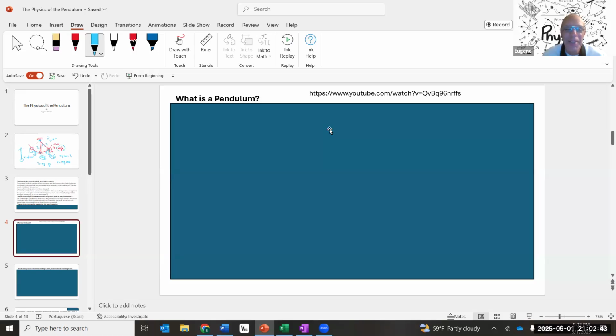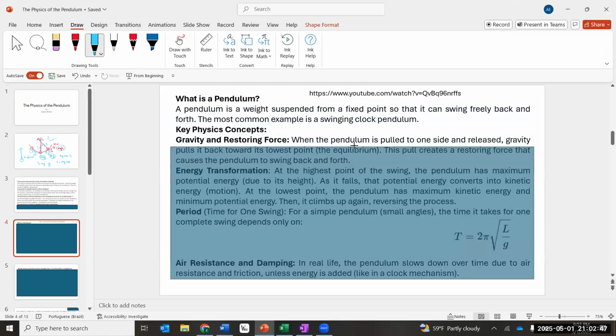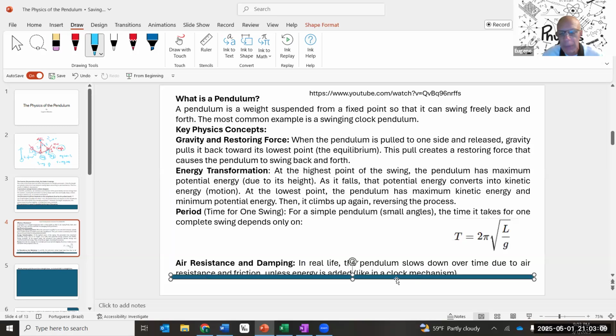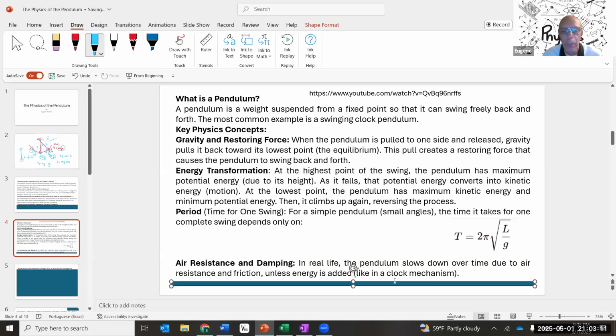It's okay. So let's see what they say. It is a weight suspended from a fixed point. It's basically describing what a pendulum is, and it can swing freely back and forth. What are key physics concepts? Well, gravity, right? Gravity is what makes it move.